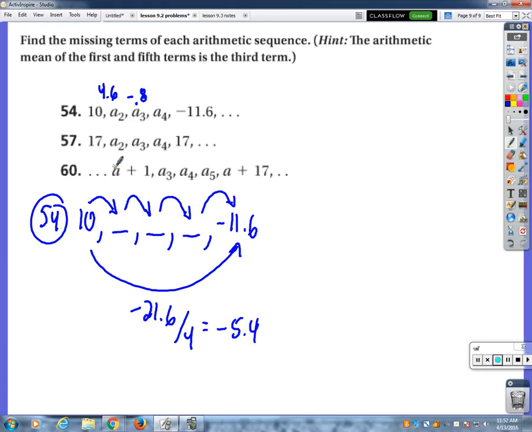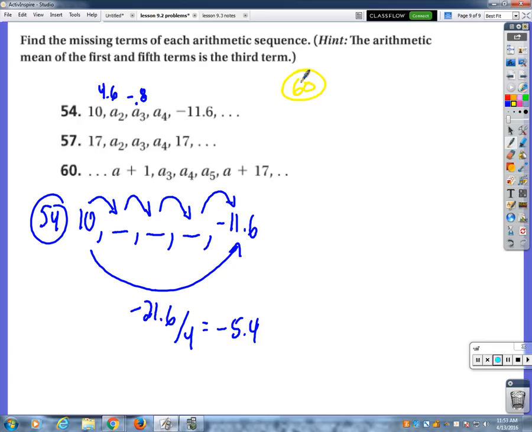Thank you. Colin? So, on 57, aren't those all 17? Nice, yes. On 57, to get from 17 to 17, you added nothing, right? You had 0. You add 0. Okay, so if you divide that into 4, it's still 0, so yep, all of those are going to be 17. Okay, good. Okay, how about 60, because that is a little bit tricky with the variables in it.